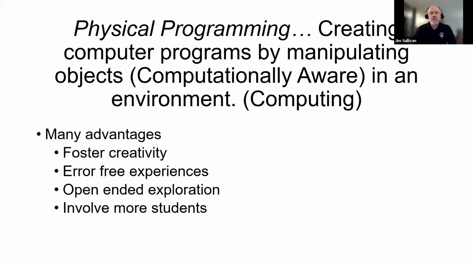So as we get started with this, and when we do these modeling sessions, we like to bring up concepts and talk about them throughout the course of the session. And so I wanted to bring up this idea of physical programming. What is physical programming? What are some of the advantages and what are some of the disadvantages? Physical programming is creating computer programs by manipulating objects, what are referred to as computationally aware objects. That object could be something like a robot in a computing environment, and you are telling that robot or that object to do something, like to go forward or to go backwards or to go sideways.